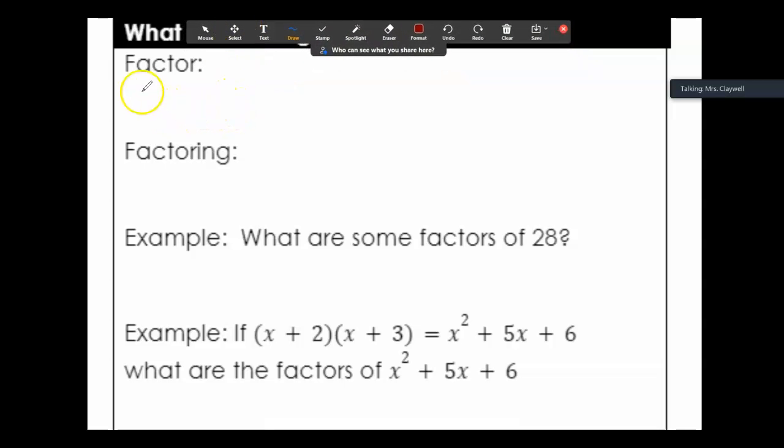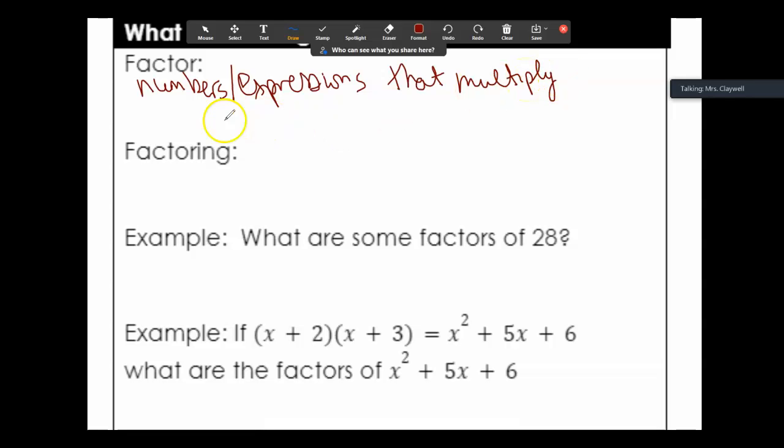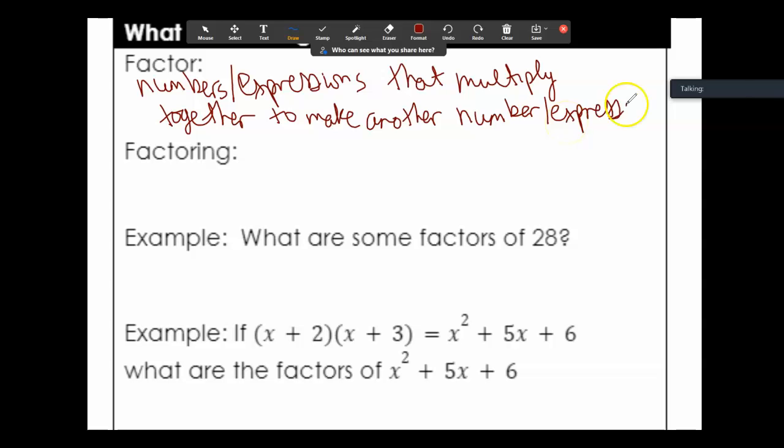So a factor is a number or an expression, or numbers or expressions, that multiply together to make another. So basically factors are the components that make up another expression or number. So factoring is just finding the factors.